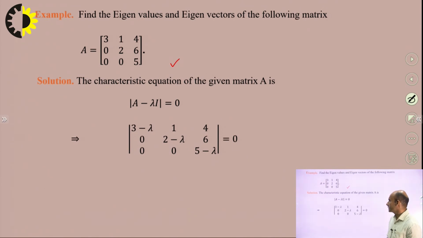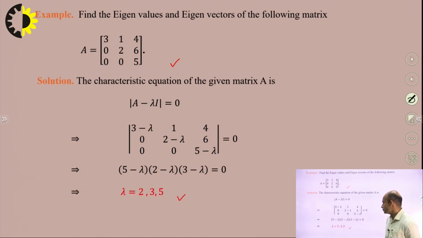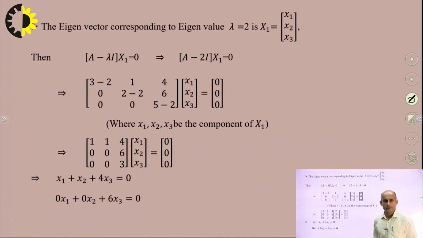First we have to find the characteristic equation, which is determinant of A minus lambda I equals 0, and after solving this we get the values 2, 3 and 5. Here we have a matrix of order 3, so we have 3 eigenvalues. Now we have to find the eigenvectors corresponding to these values. First, the eigenvector corresponding to lambda equals 2, and let this vector be x1, x2 and x3. Then this vector will be the solution of this equation.